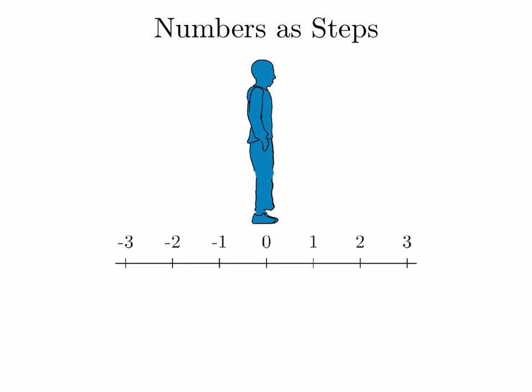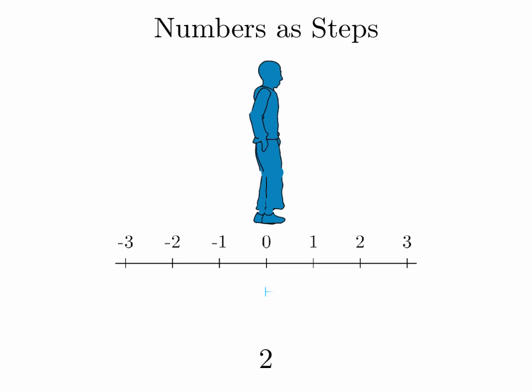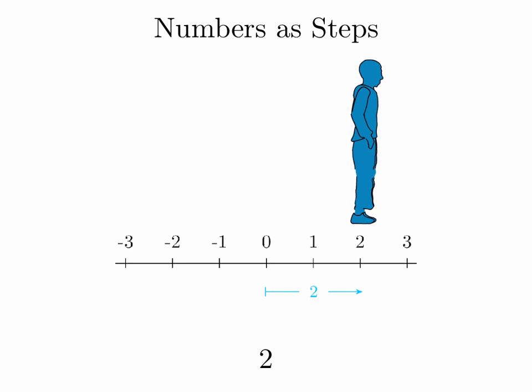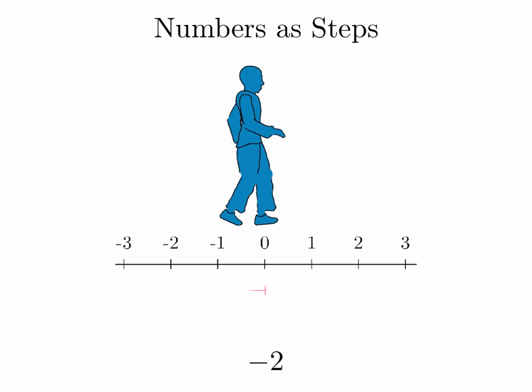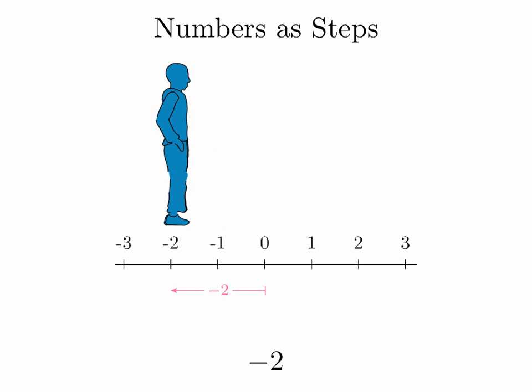So essentially, let's say you wanted to visualize numbers as steps forward. So the number 2 is going to be 2 steps forward. So let's take another example, right? We have the number -2. So you probably guessed it. While positive 2 is 2 steps forward, -2 is going to be 2 steps backwards.